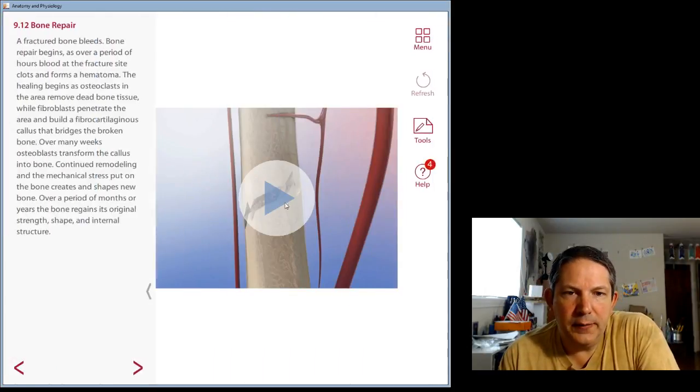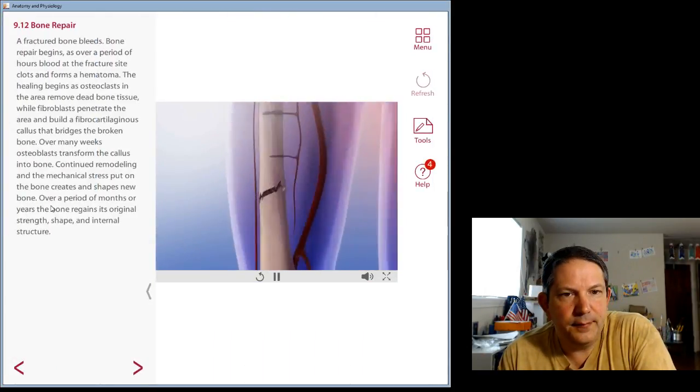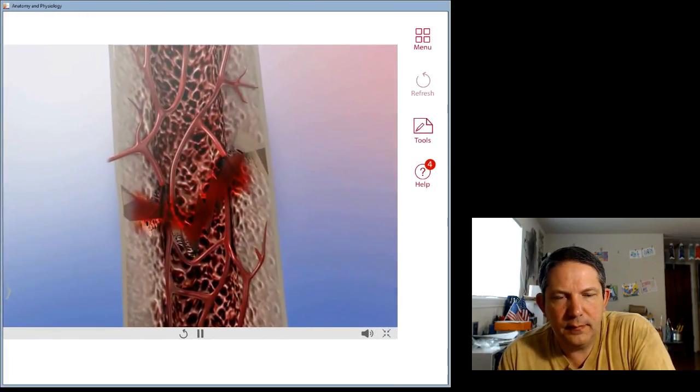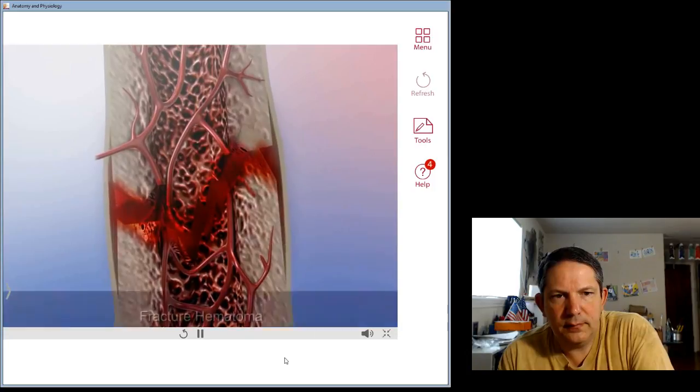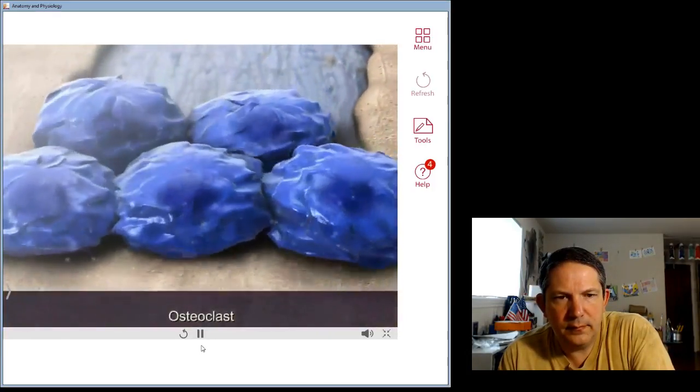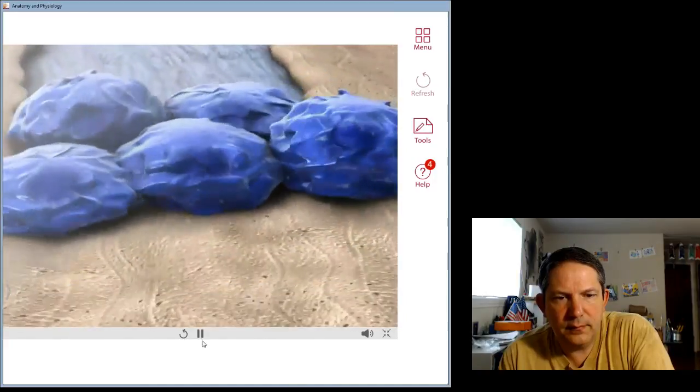Bone repair. A fractured bone bleeds. Bone repair begins as, over a period of hours, blood at the fracture site clots and forms a hematoma. The healing begins as osteoclasts in the area remove dead bone tissue.